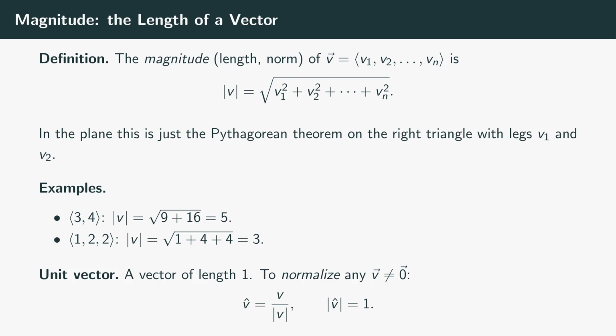How long is a vector? Its length is called the magnitude, and we write it with vertical bars on either side, like the absolute value of a number. To find it, square every component, add up the squares, and take the square root. In the plane, this is nothing but the Pythagorean theorem.